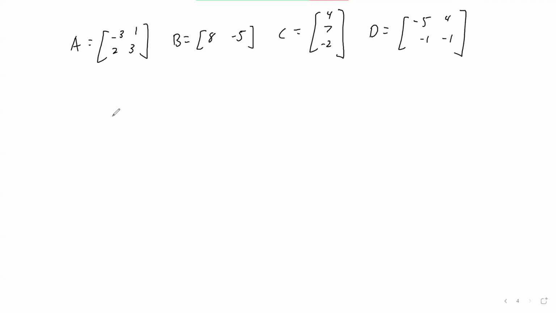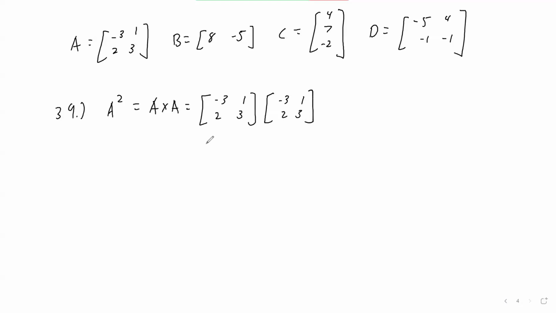All right, so the first one we'll look at is 39, which is A squared. A squared means A times A. So that just means [-3, 2; 1, 3] times [-3, 2; 1, 3]. Can it be done? The 2 by 2 times the 2 by 2. The inners are the same, so this can be done.